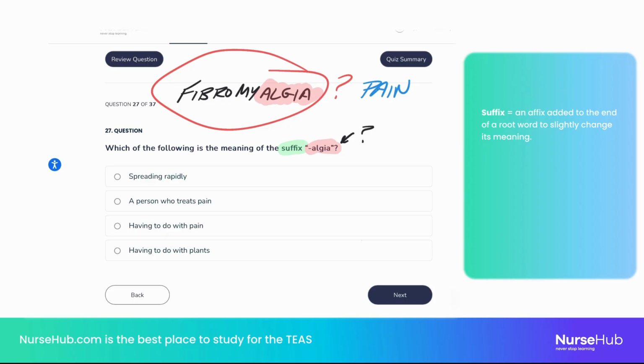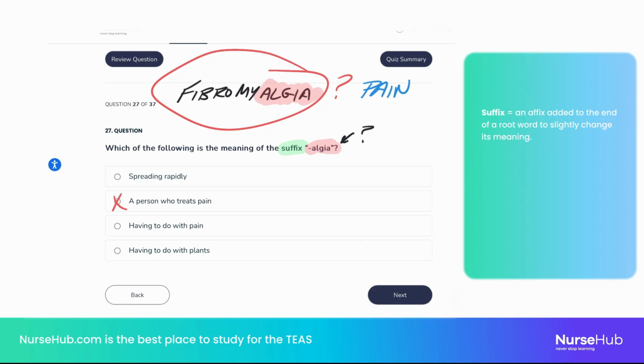Well, I'm not sure if fibromyalgia spreads rapidly or not. I'm not that good of a medical expert, so let's hold off on that one for now. A person who treats pain. Well, no, the disorder is about pain. It's not about the doctors and healthcare workers and nurses that treat it. So that doesn't work. It might be like fibromyalgist, right? And oftentimes that IST is our ending for people whose job it is to treat things.